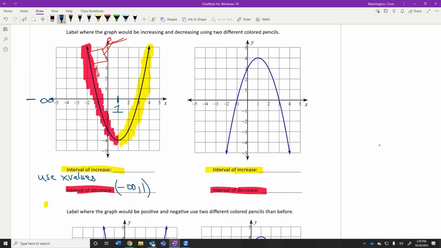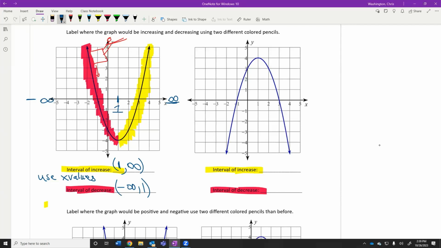Now, where would we be increasing? At x equals 1, we would start increasing, and then we would continue to increase until we get way out here to positive infinity. So 1 to infinity would be our interval of increase.